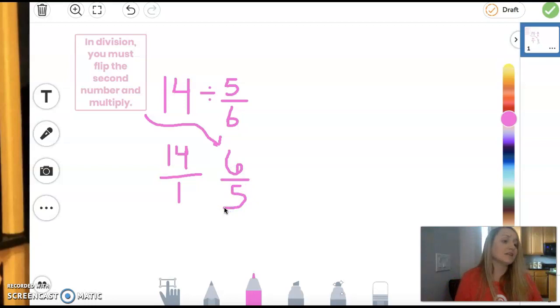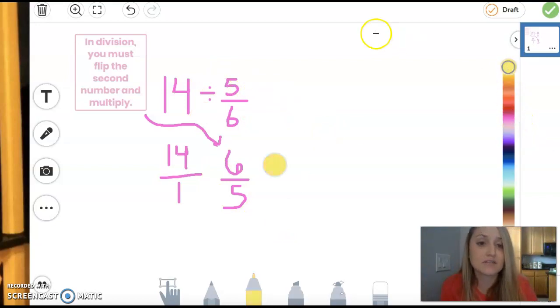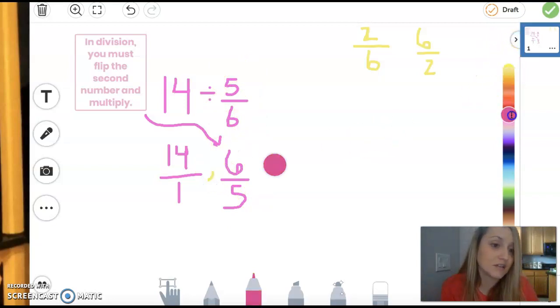One thing that they also mention in this chapter is a reciprocal. If you have a reciprocal, it just means the opposite. So if they said, give me the reciprocal of 2 over 6, the reciprocal would be 6 over 2. Okay, so here we are using the reciprocals. Let's use another color.